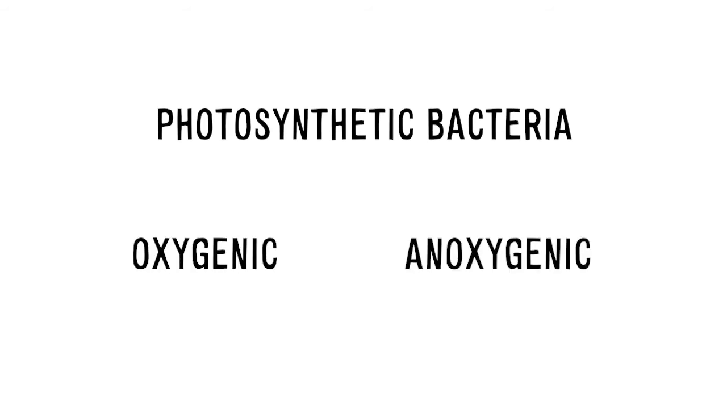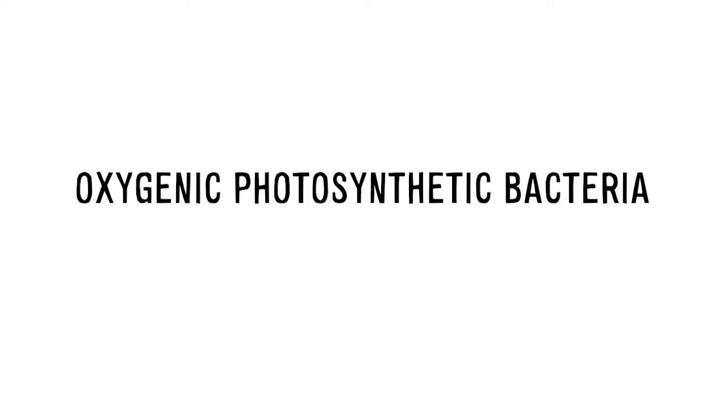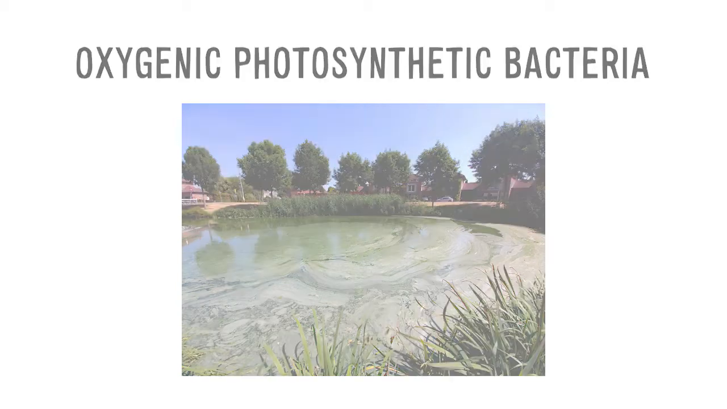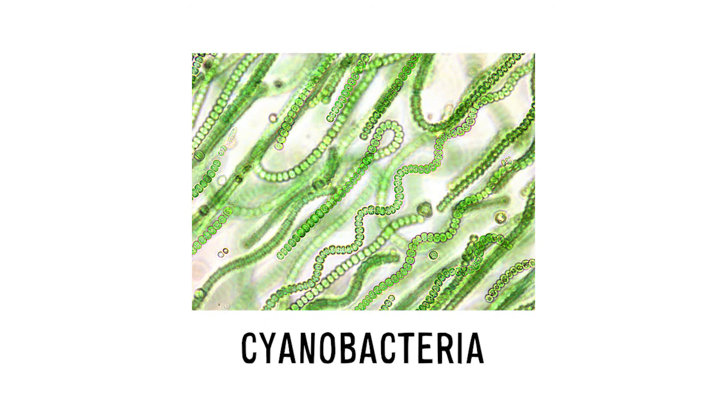Going back to photosynthetic bacteria, it has two classifications: oxygenic and anoxygenic photosynthetic bacteria. Oxygenic photosynthetic bacteria operate photosynthesis similar to plants. They have light harvesting pigments, absorb carbon dioxide, and release oxygen. Cyanobacteria or cyanophyta are the only known oxygenic photosynthetic bacteria.